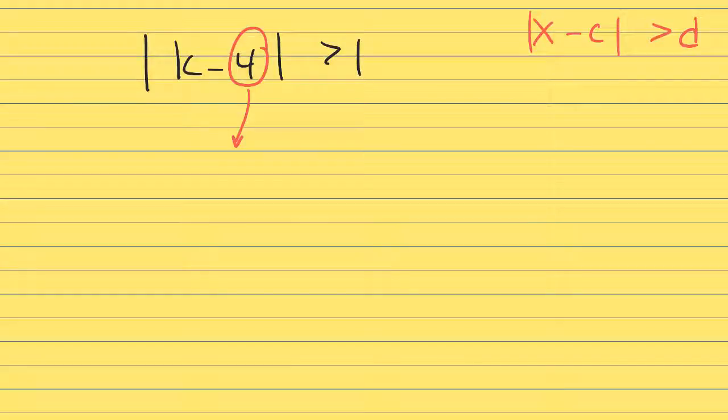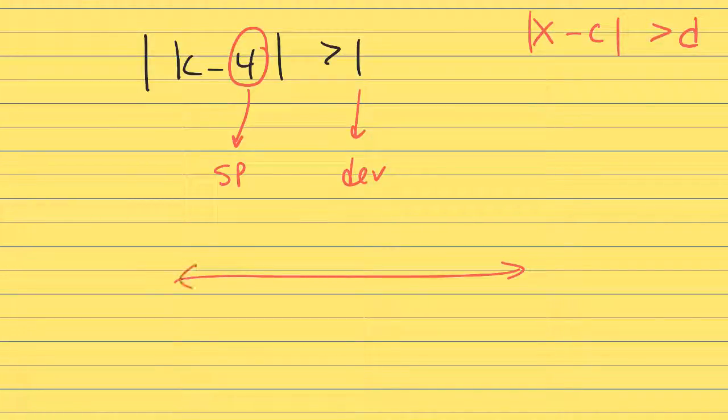Okay, x minus c is greater than, or less than, or greater than or equal to, or less than or equal to some deviation. So the starting point in this case is 4 and the deviation is 1. So I've got my number line. I go ahead and put a 4 here. I deviate 1 up, puts me at 5. 1 down, puts me at 3. Again, subtract 1 and add 1 in both directions.